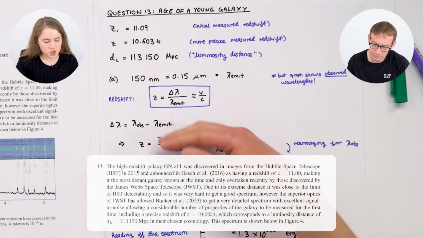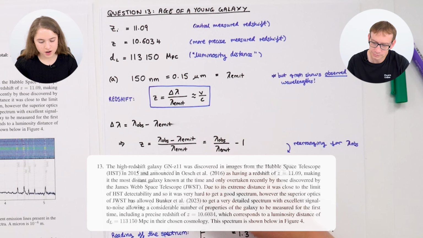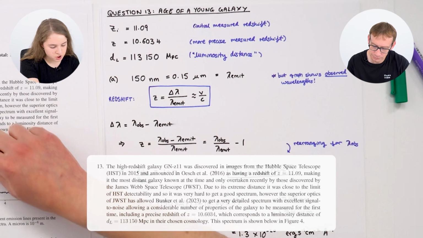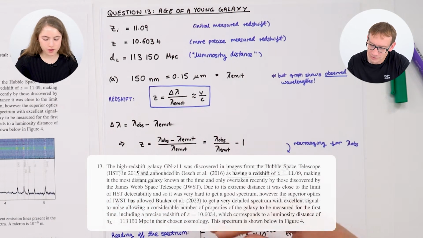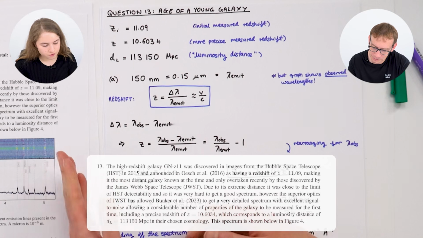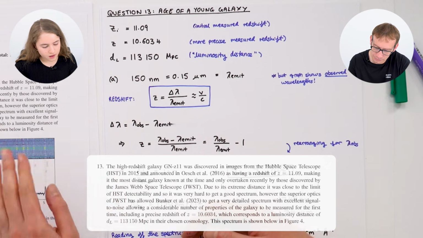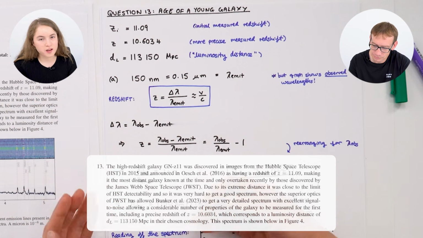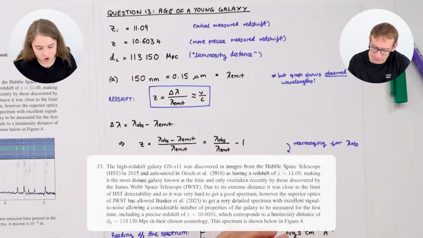I've written Zi for the initially measured redshift, and then Z for the new, more precise redshift. I noticed, why would they give you this value of the redshift if they've also measured it more precisely later? But, oh well, maybe there's a reason. I wrote down them both. From reading that first paragraph, you can see that these are both the redshifts of the galaxy, but the second one has been measured more precisely since they made that first measurement.